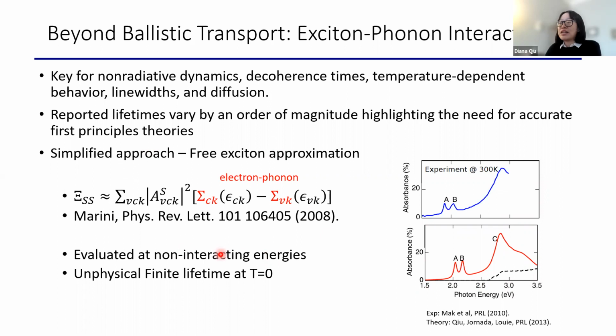But if you actually look at this equation here, you can immediately see there's a pretty severe approximation in that the self-energies sigma of the electron and the hole phonon are evaluated at the non-interacting energy. This means that the exciton binding energy is actually completely neglected in this approach. And we know in low dimensional materials, the binding energy can be as large as 1 eV. This approach is also going to give us an unphysical finite lifetime for the lowest energy exciton state at 0 temperature. So how can we improve on this?